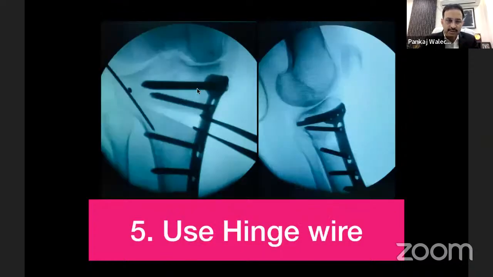And you can also use this hinge wire, which is very, very useful, and we use it routinely. And when you put this hinge wire, if you're opening especially more than 10-12 millimeters, then it protects the lateral hinge from breaking and also prevents change in the slope.